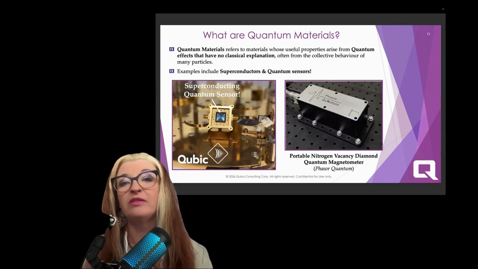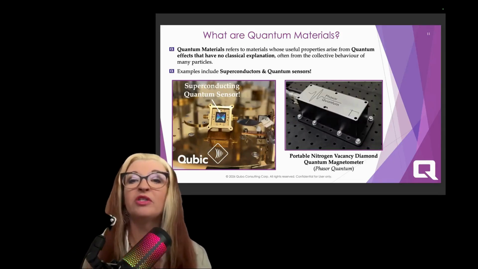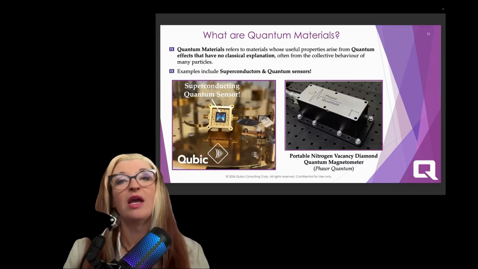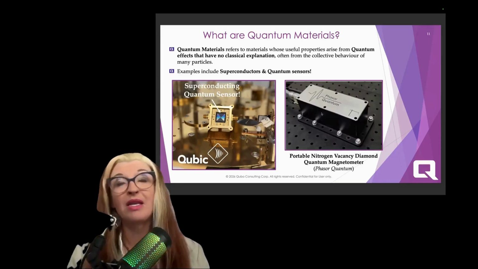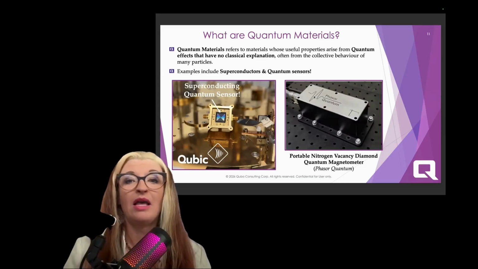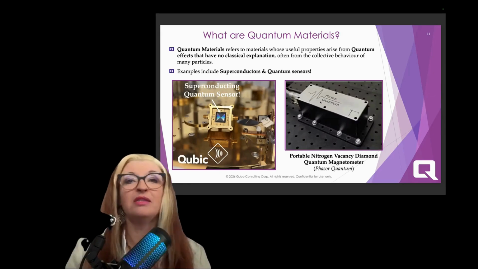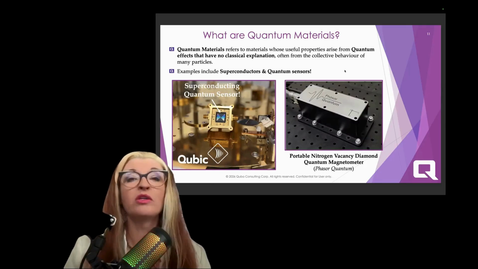Here's another device made by Phaser Quantum, and this is a portable nitrogen vacancy diamond quantum magnetometer. And so this device does very, very precise magnetic field measurements. And so this diamond and this nitrogen vacancy center device, that is a form of a quantum material.